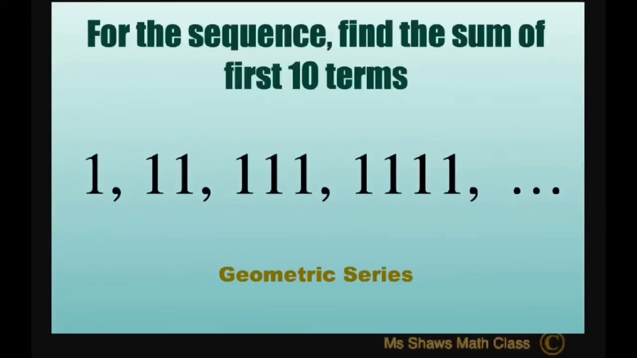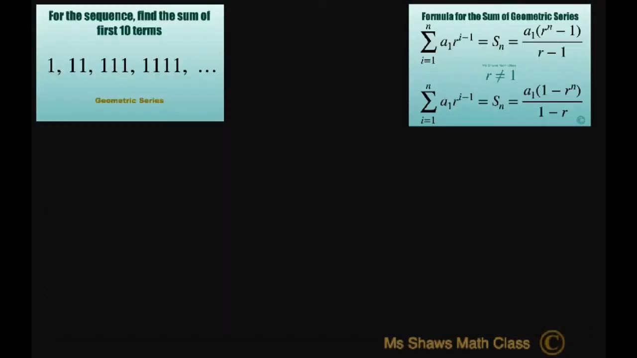Everyone. For the sequence given, we're going to find the sum of the first 10 terms. Now, there's a little trick to this one that we can use some algebra on, and I can rewrite these terms here. For 1, I can write it as 10 minus 1 divided by 9. And then I can see a better pattern.